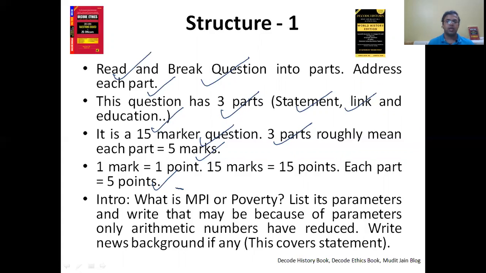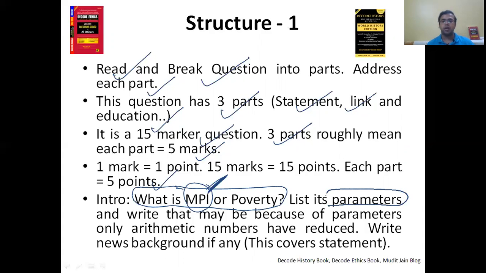Intro. As I told you in the slide of introduction, we will define the keywords. The keywords that we marked are poverty, hunger and MPI. You can define poverty, MPI, or hunger. It is as per you. I think defining MPI would suit best in this particular question, because if you define MPI, you give yourself the opportunity to write about the parameters of MPI.